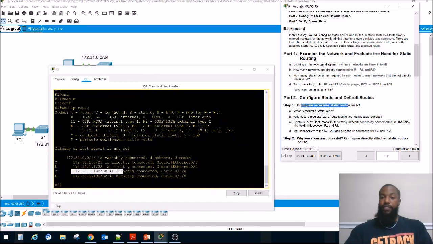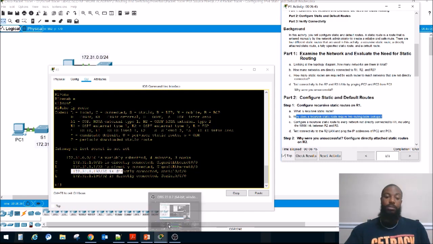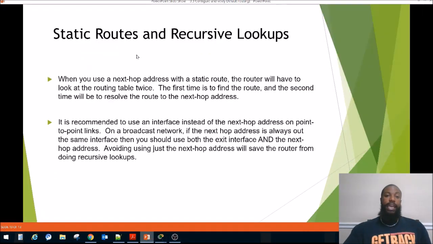It says here, let's configure a recursive static route on router 1. What is a recursive static route? Why does a recursive static route require 2 routing table lookups? We talked about that. When you use a next hop address with the static route, the router has to look at the routing table twice. The first time is to find the route, and the second time is to resolve the route to the next hop address. Go ahead and pause this if you want to look at it.